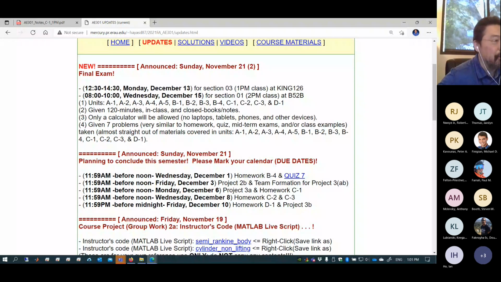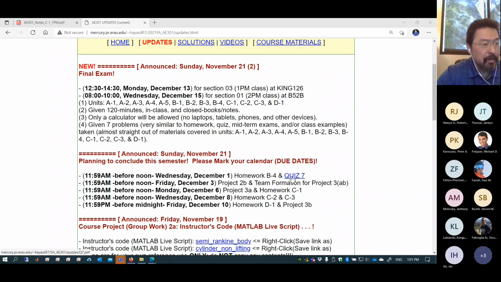Let me just mute everybody for a moment, okay? If you have any question, just unmute yourself anytime. All right, so first of all, here is the end of the semester plan, with all the due dates. Right after Thanksgiving week, Wednesday, December 1st: homework B4 and also quiz 7. Quiz 7 is something new added here, so don't forget.